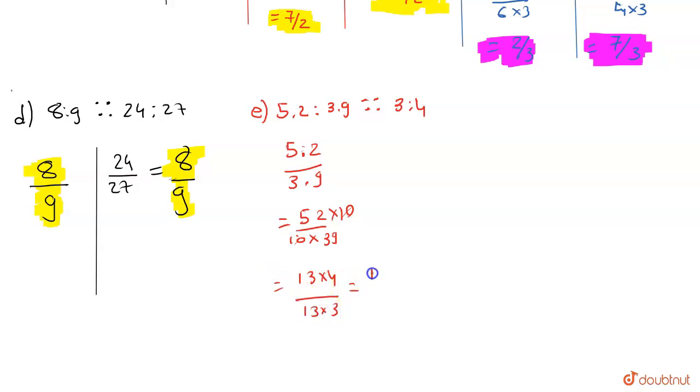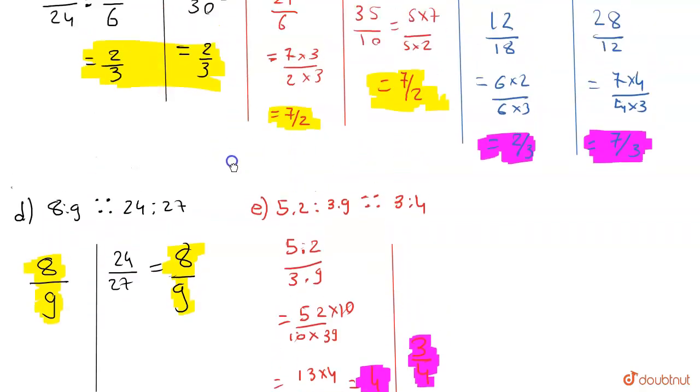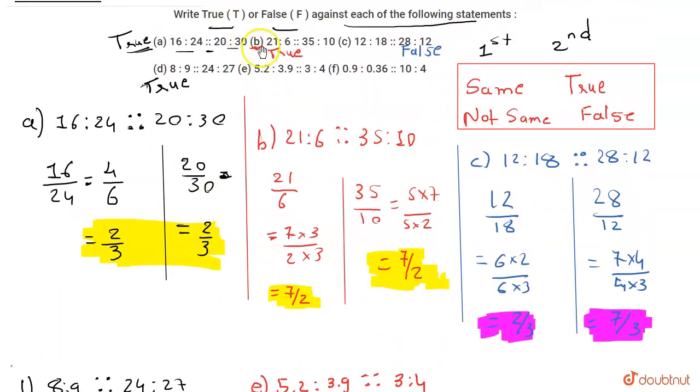So the final ratio is 4:3. Now here we know that the other ratio is 3/4. So again this ratio is not the same: this is the 4/3 ratio and this is the 3/4 ratio. So this is not the same ratio. So for the not same ratio, this is false for option E.